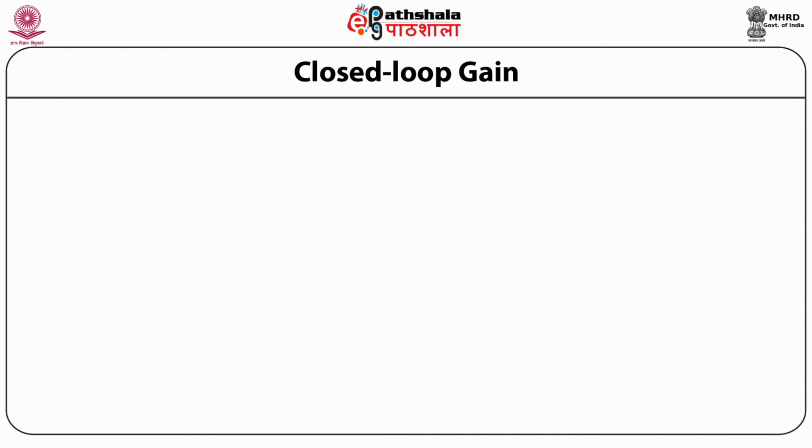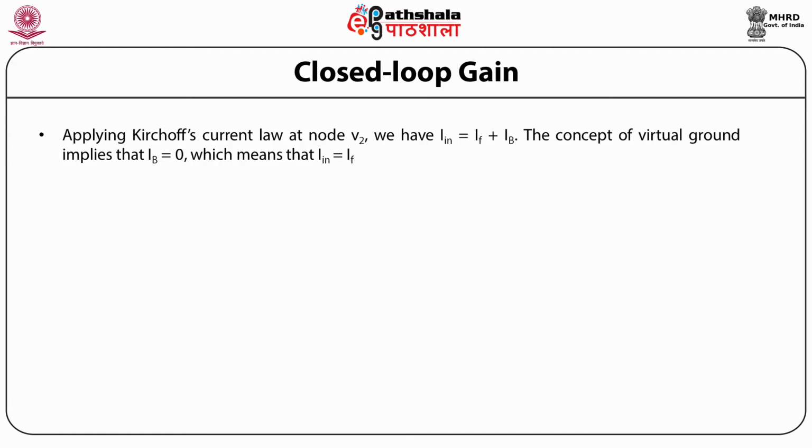We now determine the closed loop gain in the inverting configuration. Applying Kirchhoff's current law at node V2, we have In is equal to If plus Ib. The concept of virtual ground implies that Ib is equal to 0, which means that In is equal to If. Or I can say (Vin minus V2) by R1 is equal to (V2 minus V0) by Rf. Here, In is the input current through resistor R1, If is the current which is flowing through the feedback resistor Rf, and Ib is the current which is flowing into the inverting terminal.